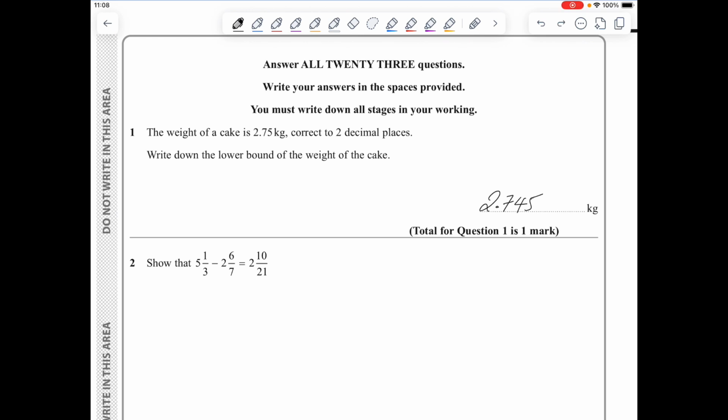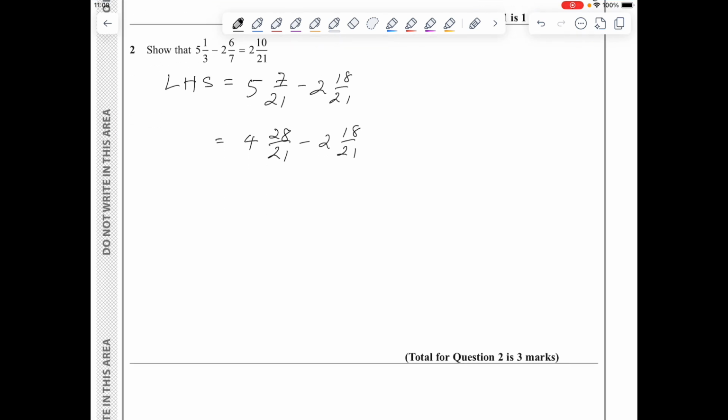For question 2, let's start with the left-hand side. I'm going to write these two fractions with a common denominator. So this is 5 and 7 over 21 minus 2 and 18 over 21. I'm going to convert the first fraction into 4 and 28 over 21. I'll keep the second one the same. Subtracting the integer parts will give me 2. Subtracting the fractional parts will give me 10 over 21. And this is equal to the right-hand side.